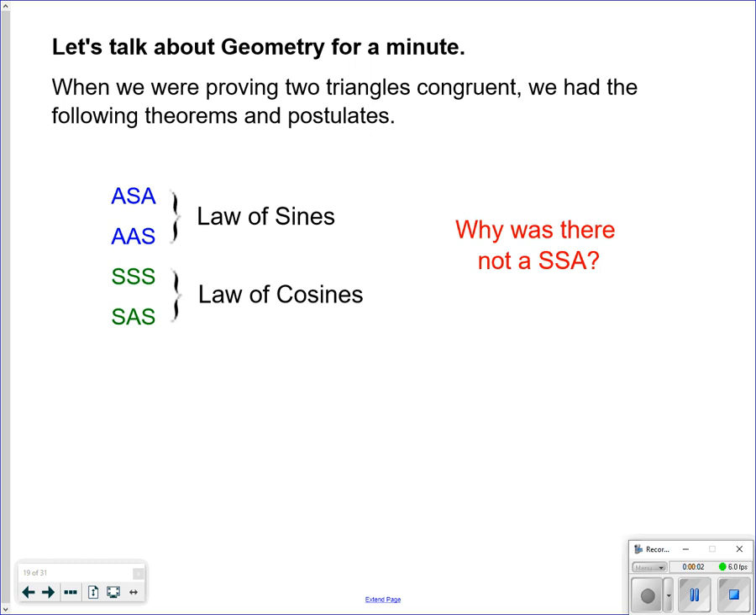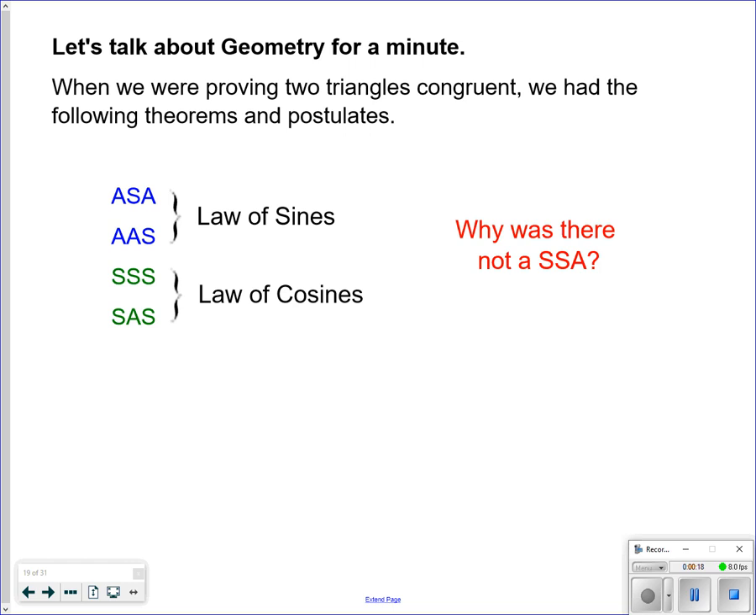All right, welcome back. Honors Algebra 2. This is actually the Law of Sines, Day 2. Let's talk a little bit about geometry, okay? This isn't on your note sheet, but let's just talk. So just watch this for a second.